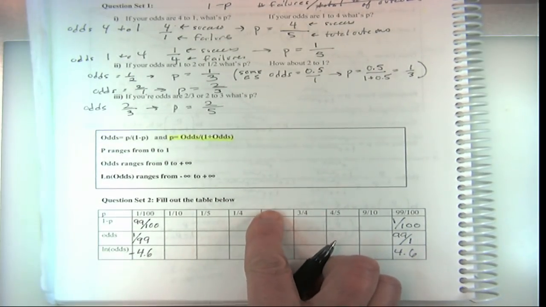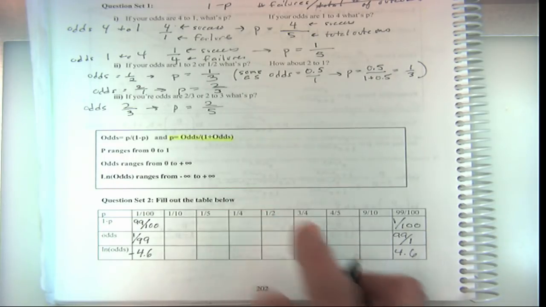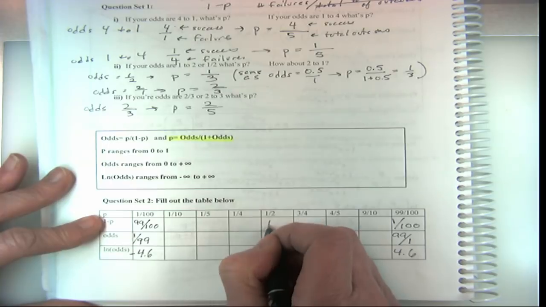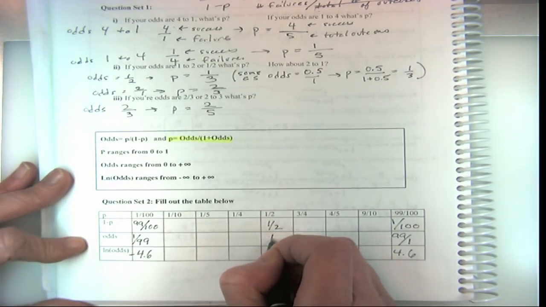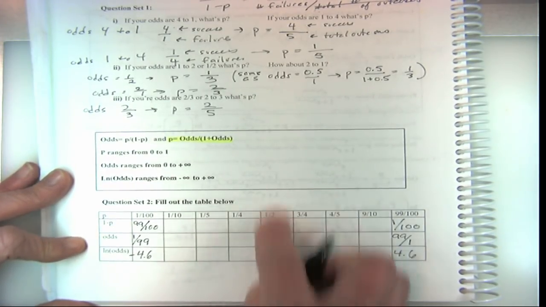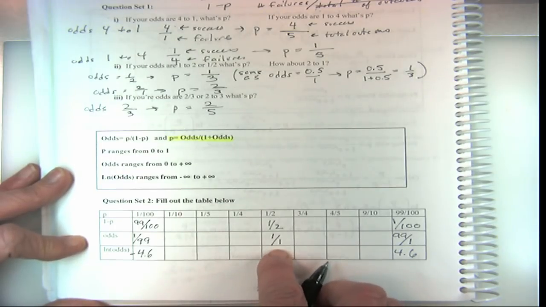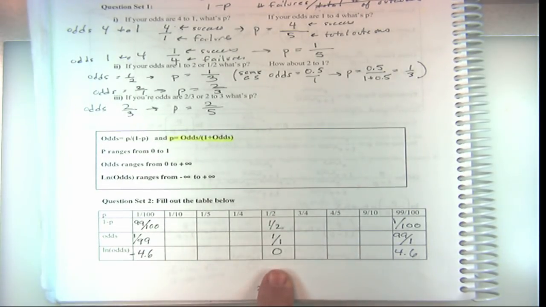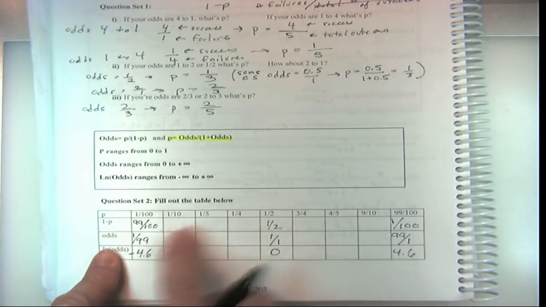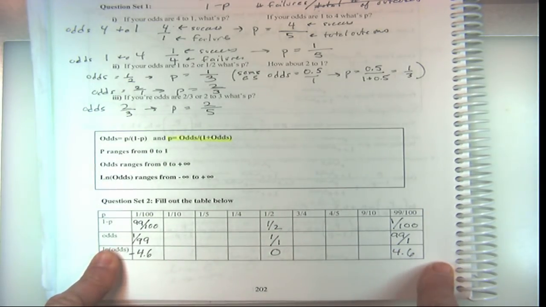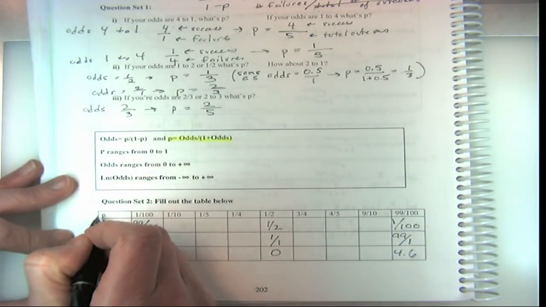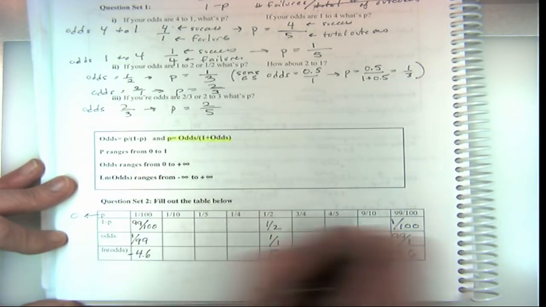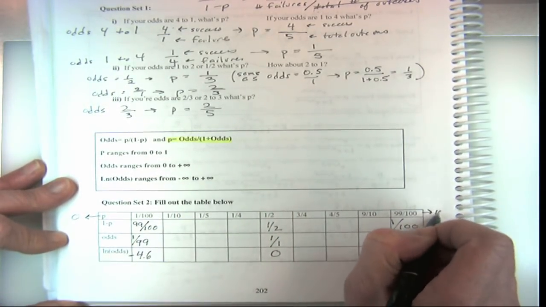If you have a 50-50, if you have probability of 1/2, that's a 50-50 chance, right? So your probability of failure is 1/2. 50-50 is 1 to 1 odds. You probably knew that. And then you know that the log of 1 is 0. So you can see that it's symmetrical here, as basically probabilities can go down to 0 and up to 100.